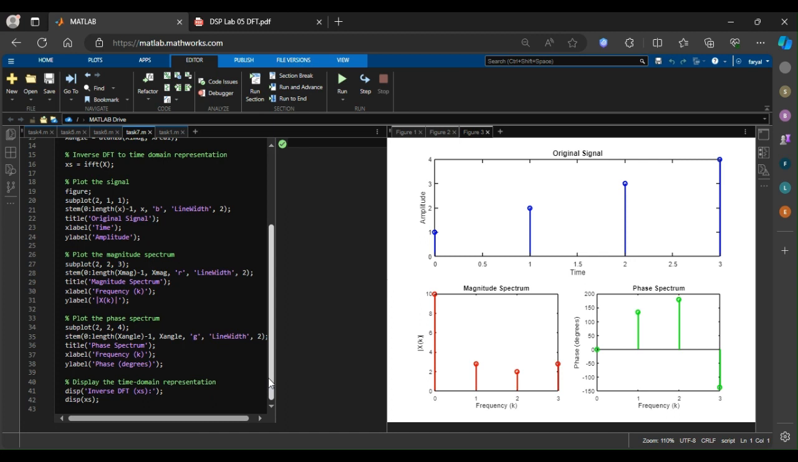Overall, the purpose of this code is to illustrate how to analyze and visualize signals in both time and frequency domains using MATLAB built-in functions for both the discrete Fourier transform and the inverse discrete Fourier transform.